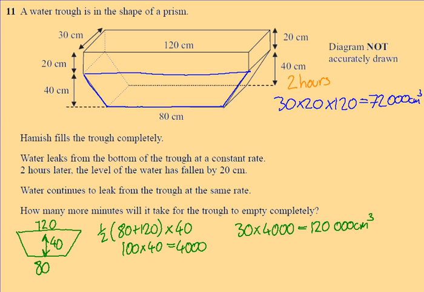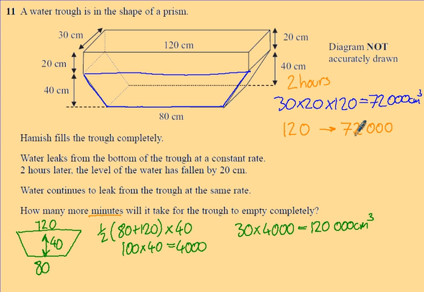At this point, it's sensible to read again the bottom line of the question. How many more minutes will it take for the trough to empty completely? And really concentrate on the fact that it's asked us how many more minutes. We were told that it would take 2 hours for this water to leave. Now 2 hours is 2 lots of 60 minutes, which is 120 minutes. So we know that in 120 minutes, 72,000 cubic centimetres of water have leaked.